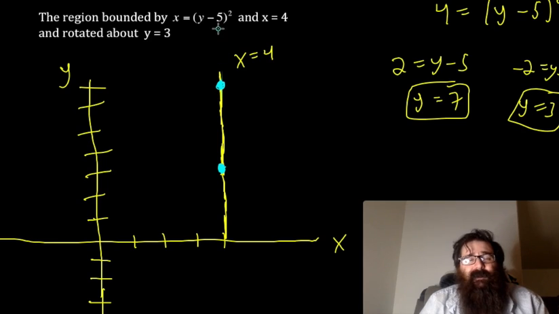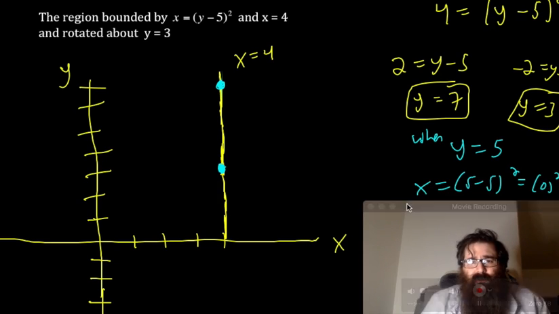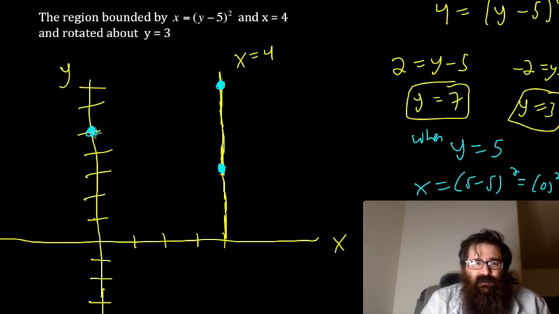If I look at the function, if I'm trying to think of an easy way to do this, I could say, what about when y is 5? When y is 5, I'm going to get x is 5 minus 5 squared, which is 0 squared, which is 0. So when y is 5, x is 0. So 1, 2, 3, 4, 5, x is 0. And now sort of the mystery is done, right?